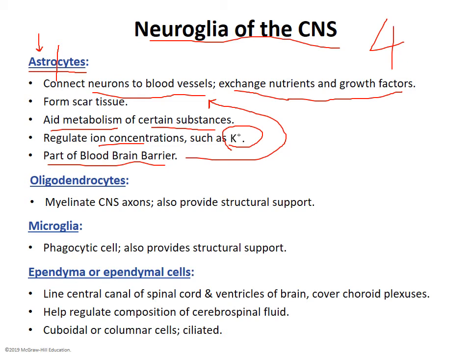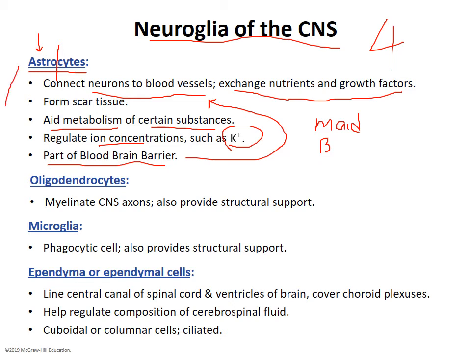So a couple things. Remember, they are star-shaped cells, and one of the ways I remembered this was they're kind of like the maid, all right? They are the maid or the butler for the cell. They're the ones that are going to be taking care of these cells and making sure that their bed is made and their food's right.